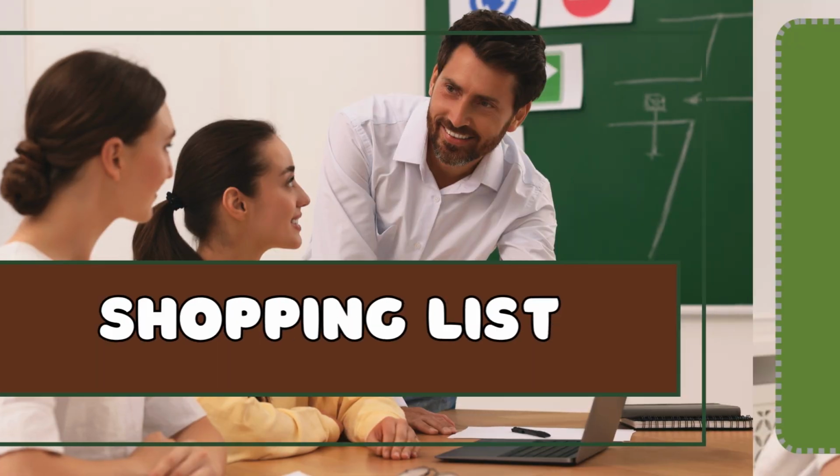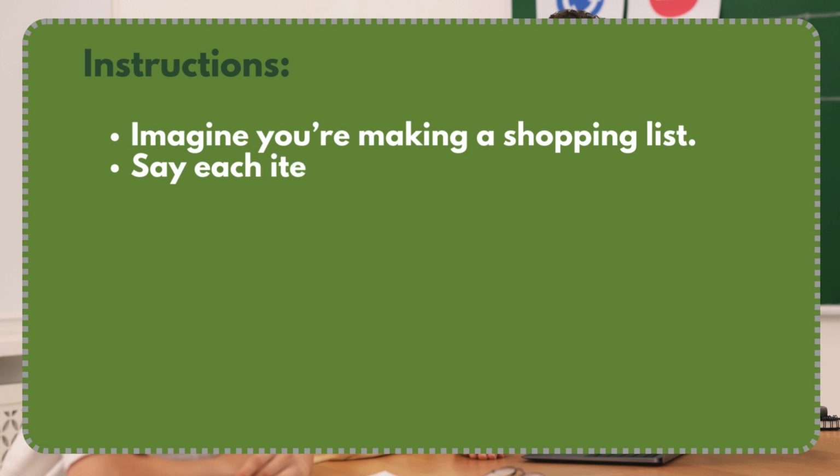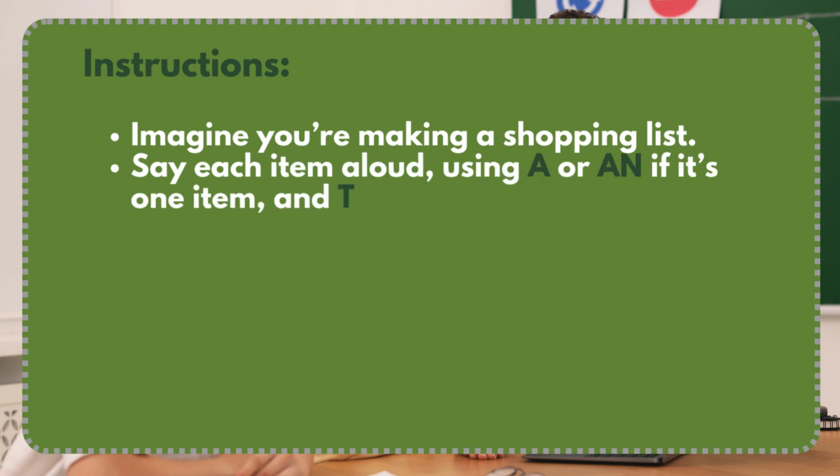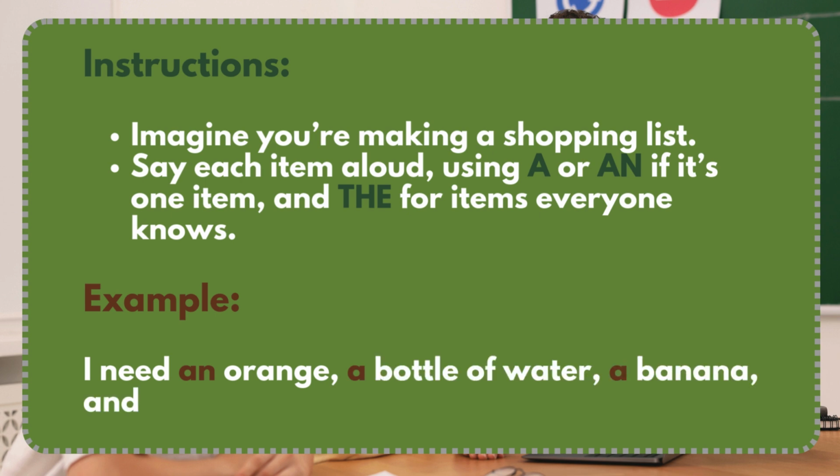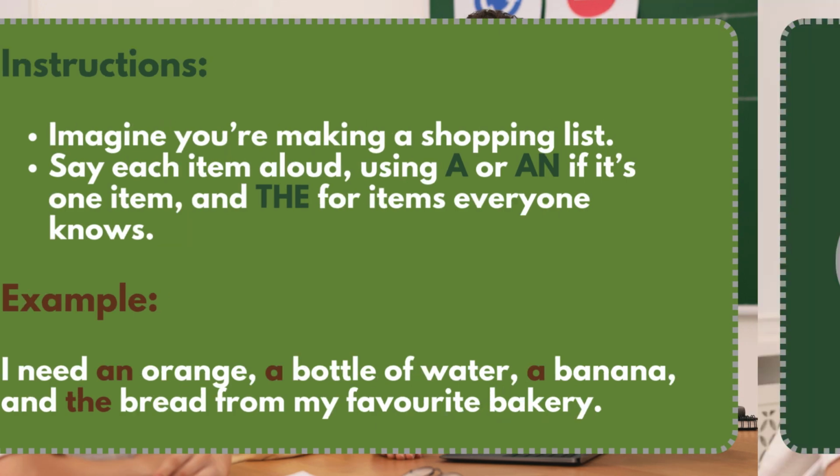And now shopping list instructions. Imagine you are making a shopping list. Say each item aloud using a or an if it's one item, and the for items everyone knows. For example, I need an orange, a bottle of water, a banana, and the bread from my favorite bakery.